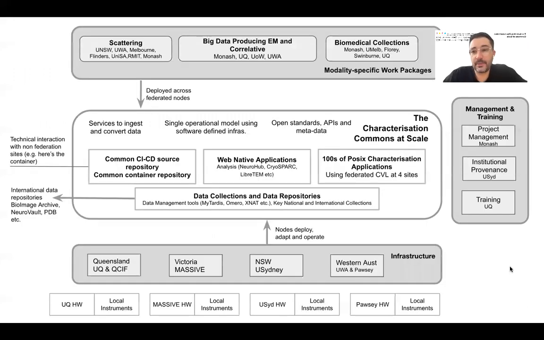This is the diagram of the project itself. It's very complicated. It has 3 major parts, though. You can see these 3 major parts around the outside of the diagram. It has an infrastructure program. It has a number of work packages that are modality specific that I mentioned before, and it has a management and training program. And they all contribute into the center here to build the characterisation commons.